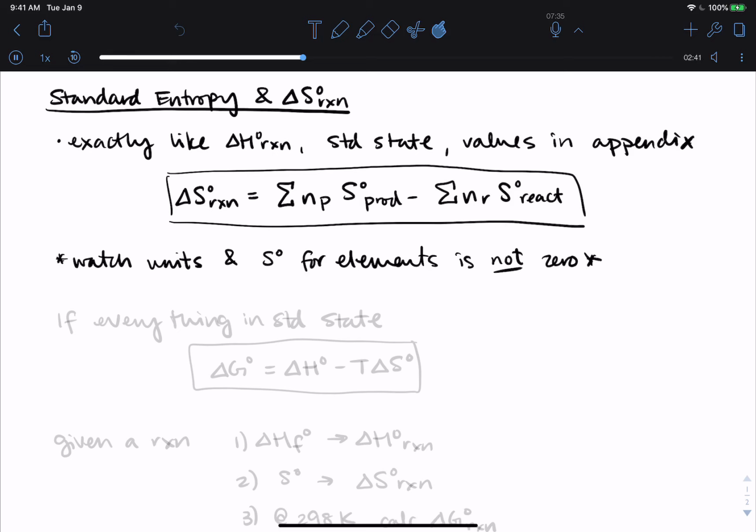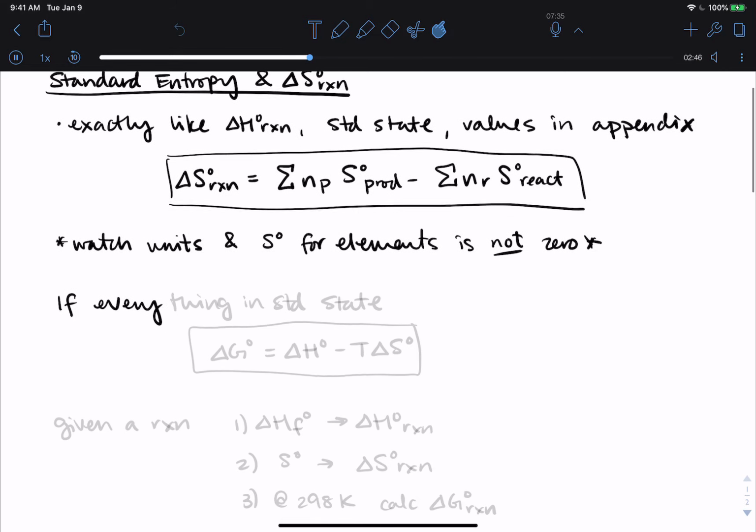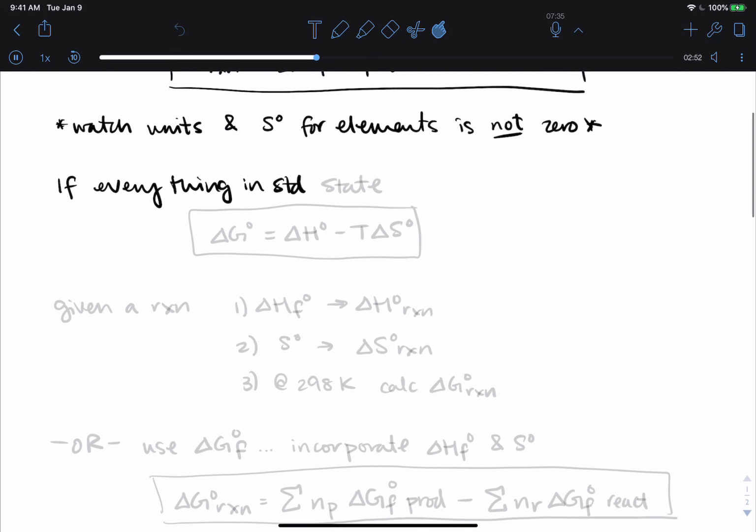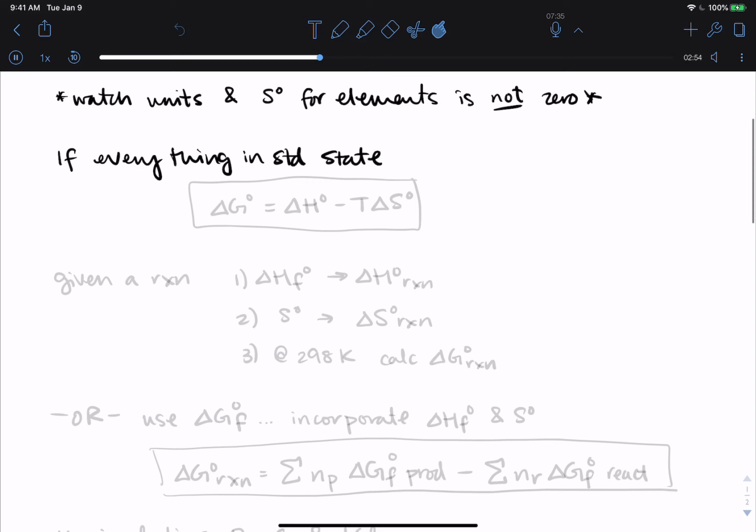All right. Now, if we have everything in the standard state, we just got the equation for a delta S standard. We previously had an equation for the delta H standard. So if we're doing delta H standard minus T delta S standard, well, our delta G can also be listed as a standard. So this sets you up to be able to do a number of things.